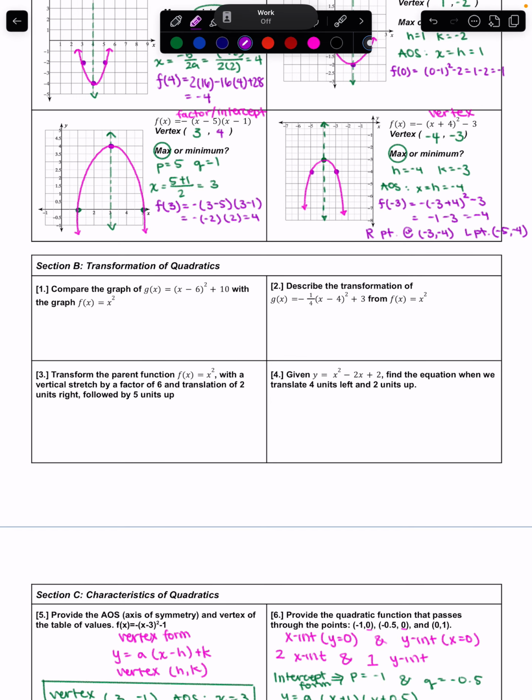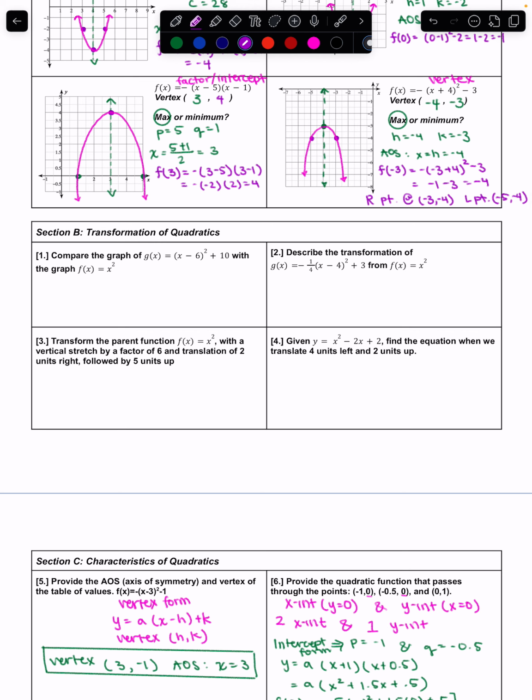Okay, so for section B, we're going over transformation of quadratics. Question number 1 asks us to compare the graph of g of x equals (x minus 6) squared plus 10 with the graph f of x equals x squared. f of x equals x squared is just the parent function, so what we have to do is compare that to what we are given.